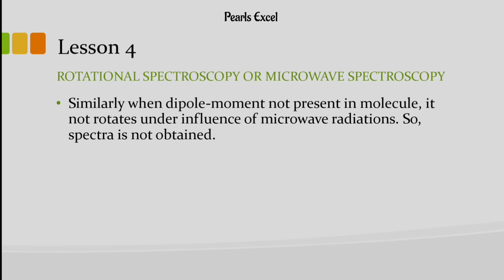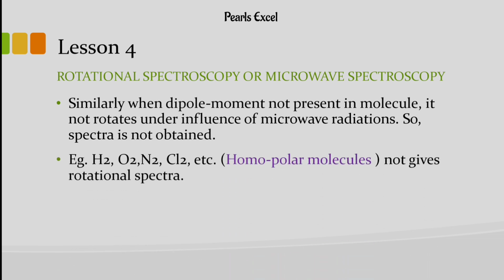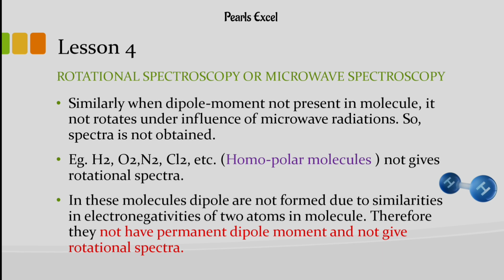Similarly, when a dipole moment is not present in the molecule, it does not rotate under the influence of microwave radiations, so a spectrum is not obtained. Examples: H2, O2, N2, Cl2, etc. Homopolar molecules do not give rotational spectra. In these molecules, dipoles are not formed due to similar electronegativities of the two atoms in the molecule. Therefore they do not have a permanent dipole moment and do not give any rotational spectra. Similarly, other examples like non-polar polyatomic molecules such as CH4, C6H6, CCl4 do not show absorption spectra; they are microwave inactive.